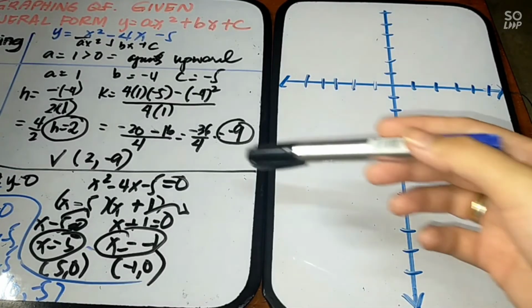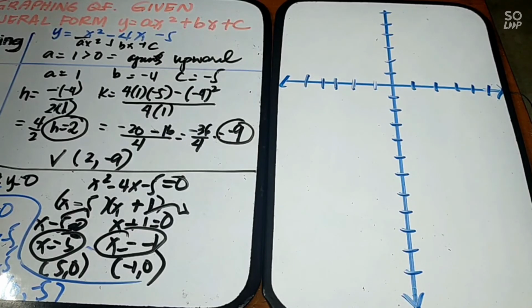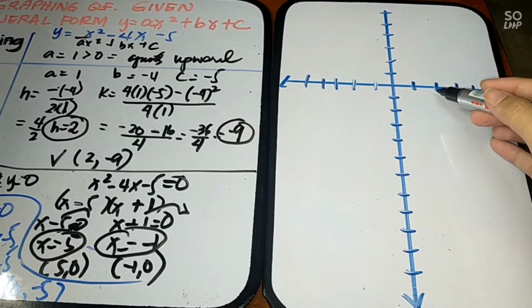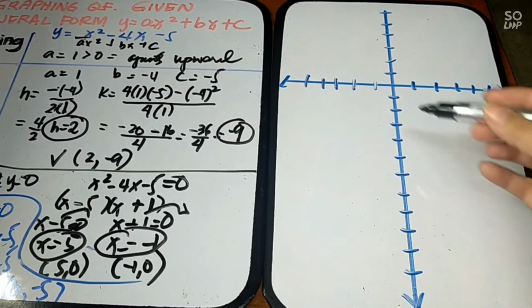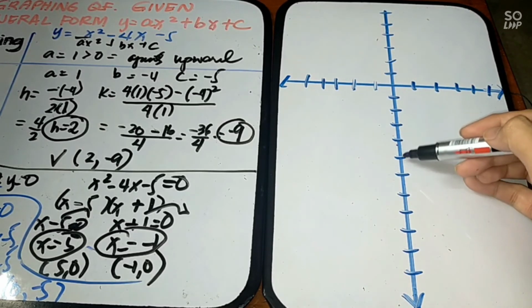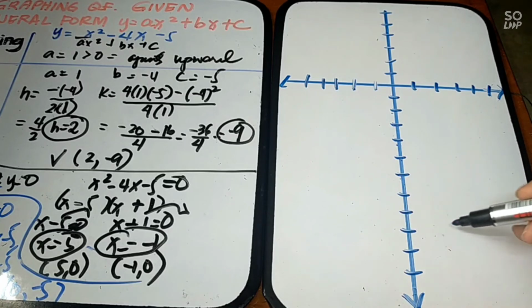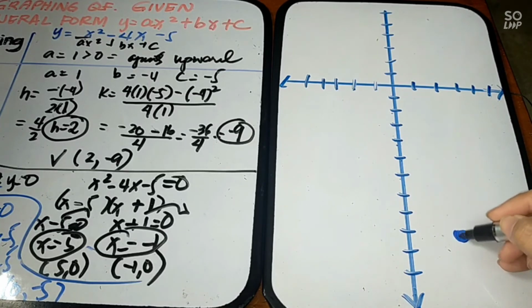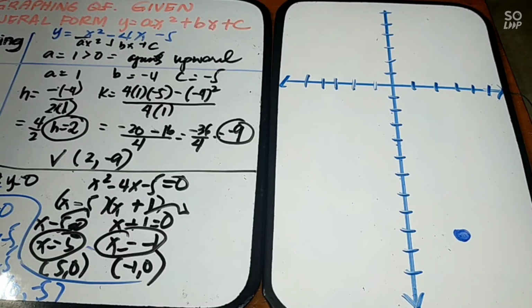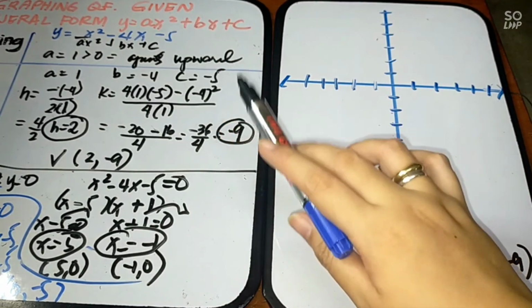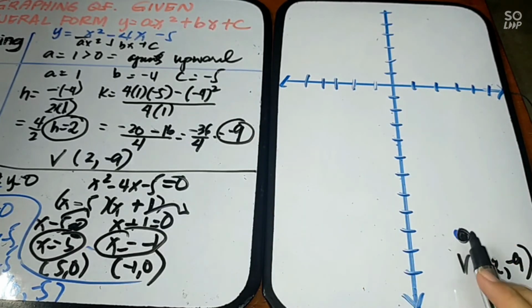Plot the vertex. Your vertex is 2 and negative 9. So, your 2 is positive. So, this one is positive 2. Then, negative 9. So, we go down. 1, 2, 3, 4, 5, 6, 7, 8, 9. Then, positive 2. So, this is our point. So, that would be your vertex. So, our vertex is positive 2 and negative 9. So, since our graph opens upward, therefore, this one is the lowest point. This is your lowest point.